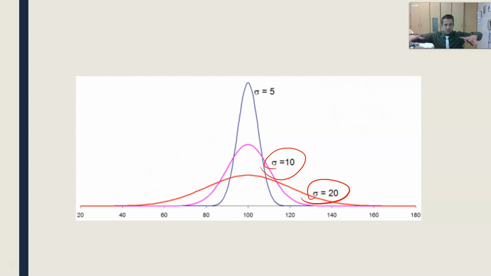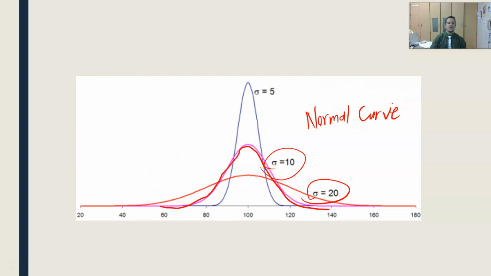A really spread out histogram is going to have a higher standard deviation. A really narrow, skinny histogram is going to have a smaller standard deviation because it's less spread out. This curve right here resembles the form of a normal curve. We're going to talk about what that means in the next lesson, but keep that term in your brain: the normal curve.